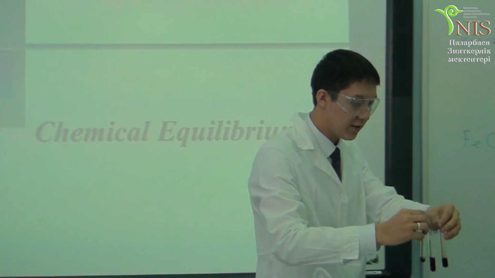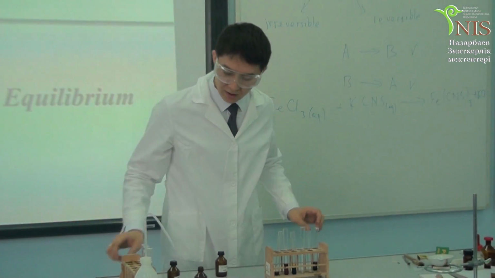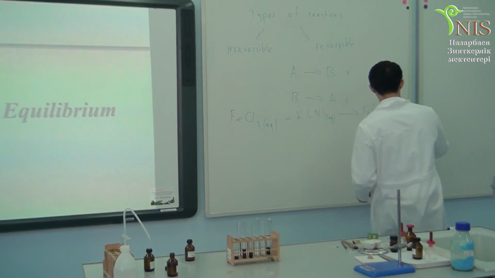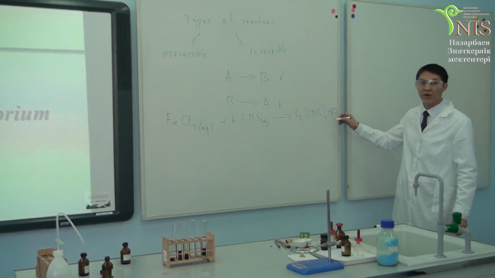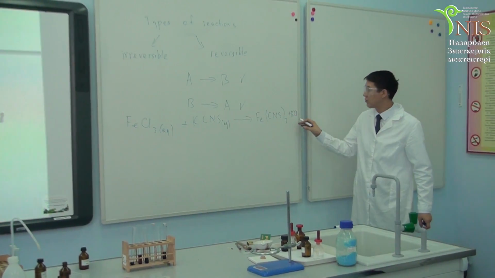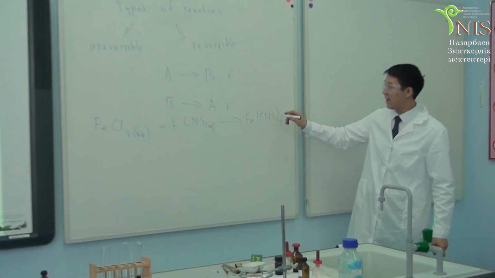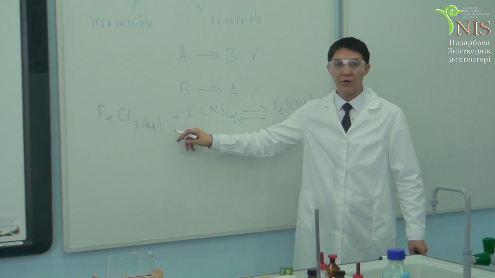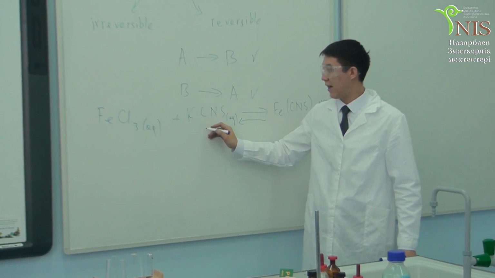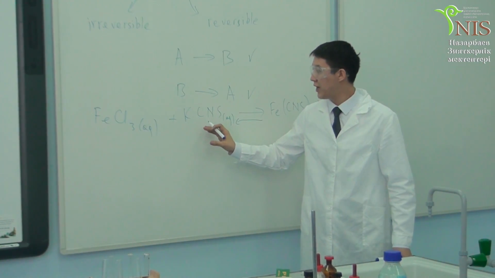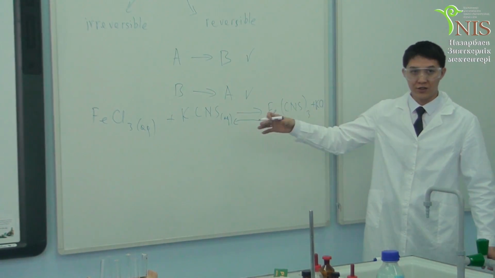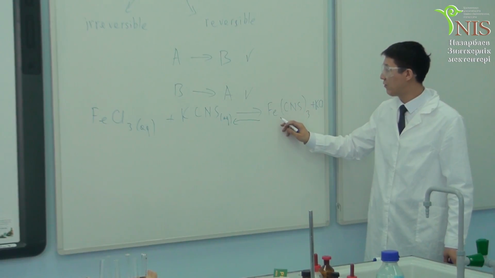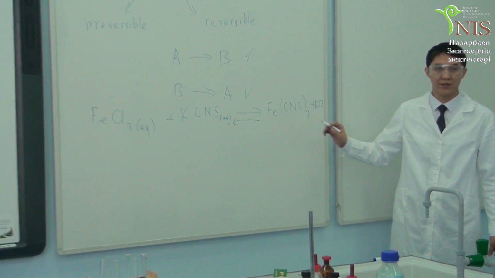Okay, what's happening in this reaction? When I add potassium chloride into this reaction, the concentration of potassium chloride increases and it shifts the equilibrium to the side of the reactants. And the color will change because the concentration of the iron thiocyanate increases.